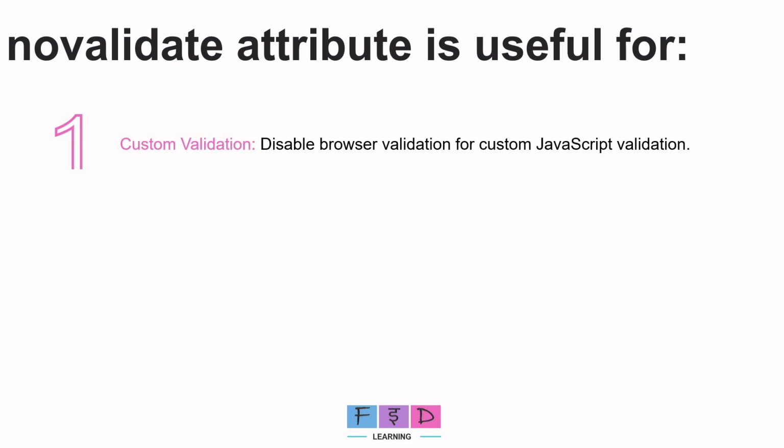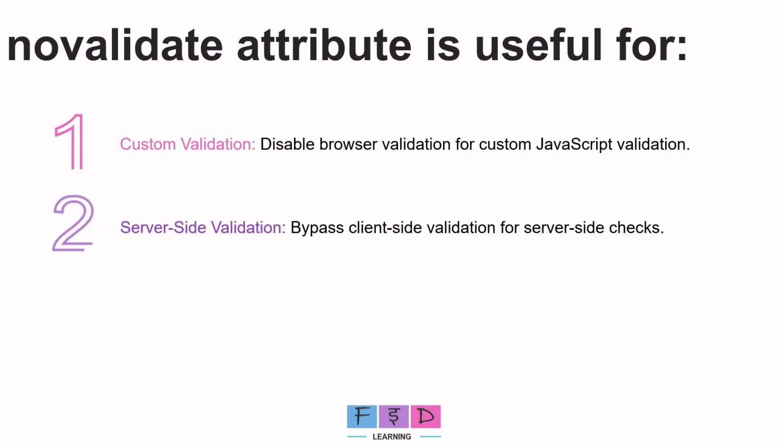Second, the novalidate attribute is useful for server-side validation. In some cases, we may prefer server-side validation over client-side validation. So by adding the novalidate attribute, we can bypass the browser's built-in validation and rely exclusively on server-side validation. So this approach is particularly useful for complex validation rules or when integrating with existing server-side validation frameworks.